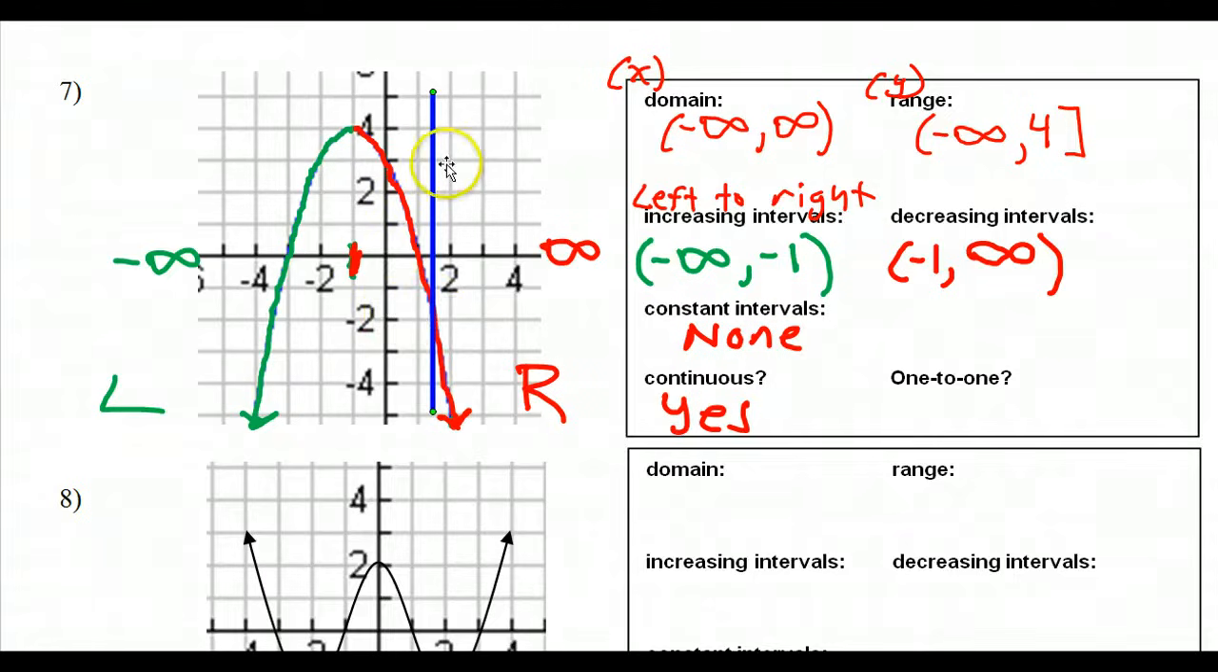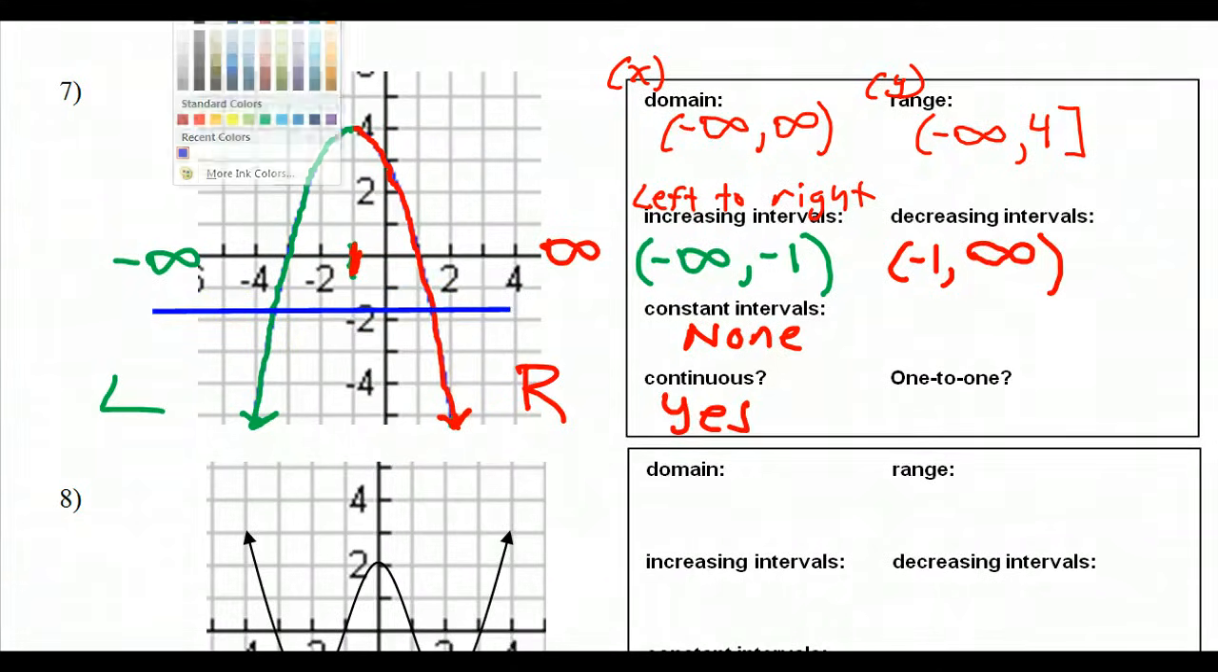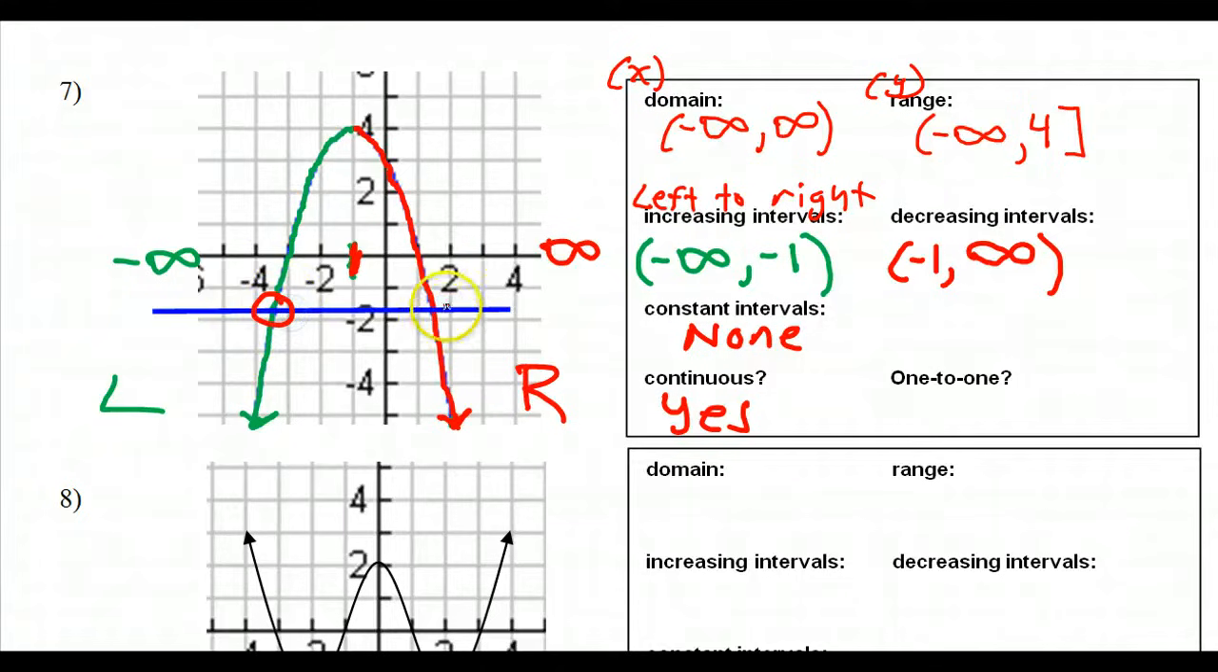Now, if it's a one-to-one function, it will also pass the horizontal line test. So if I take this and I make it a horizontal line, like this, does this pass the horizontal line test? Well, no, it does not, because it hits here and here. So it fails the horizontal line test, so that means it is not a one-to-one function. If it's a one-to-one function, it'll pass the vertical line test and the horizontal line test.